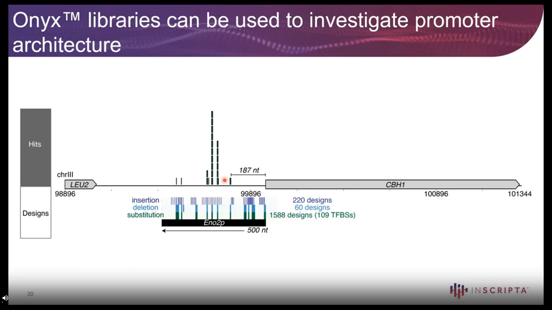But what I wanted to point out was it was interesting that we targeted lots of binding sites within this region, but we didn't pull out any hits at all that were in close proximity to the start of the CBH1 gene.